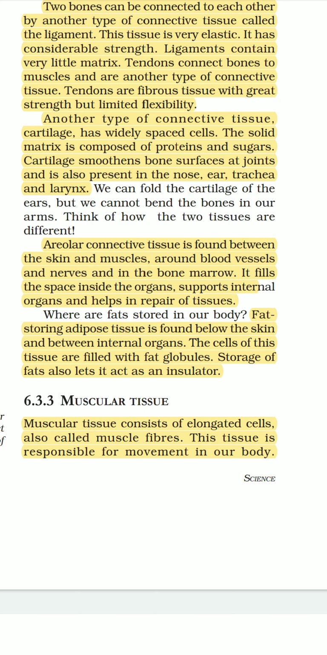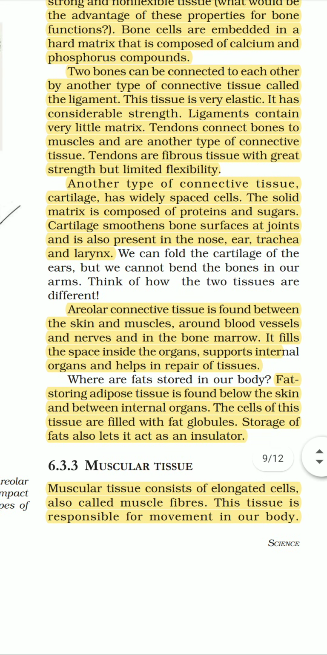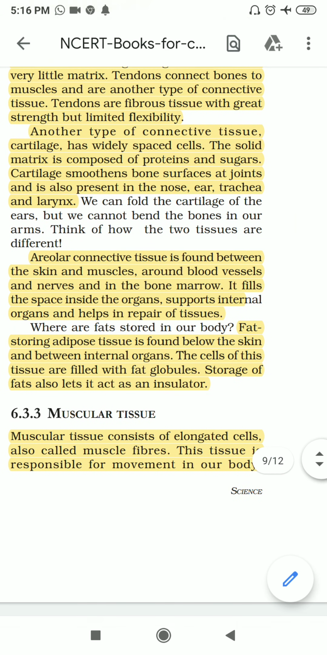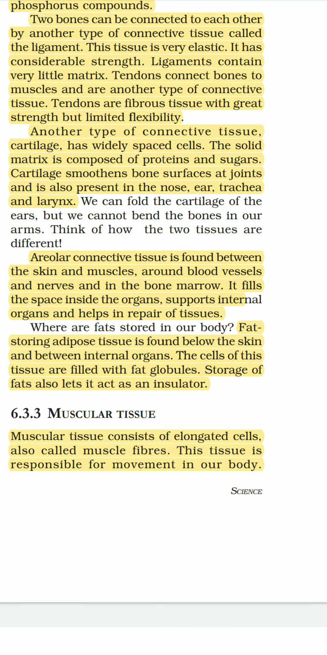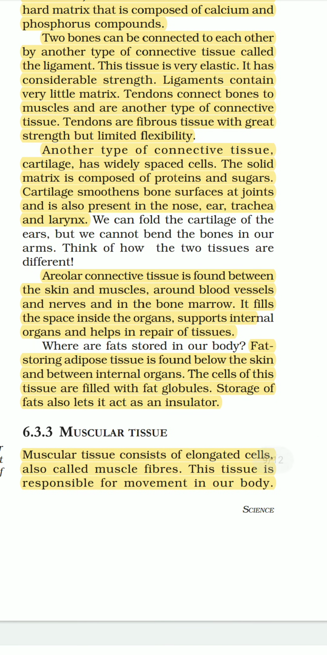Where are they found? They are generally found between the skin and muscles, around the blood vessels and nerves, and also in the bone marrow. Bone marrow is basically a fluid which is found in the bones. So, it basically fills the space inside the organs, supports internal organs, and helps in repair of tissues. So it plays a very important role in repairing of the tissues.